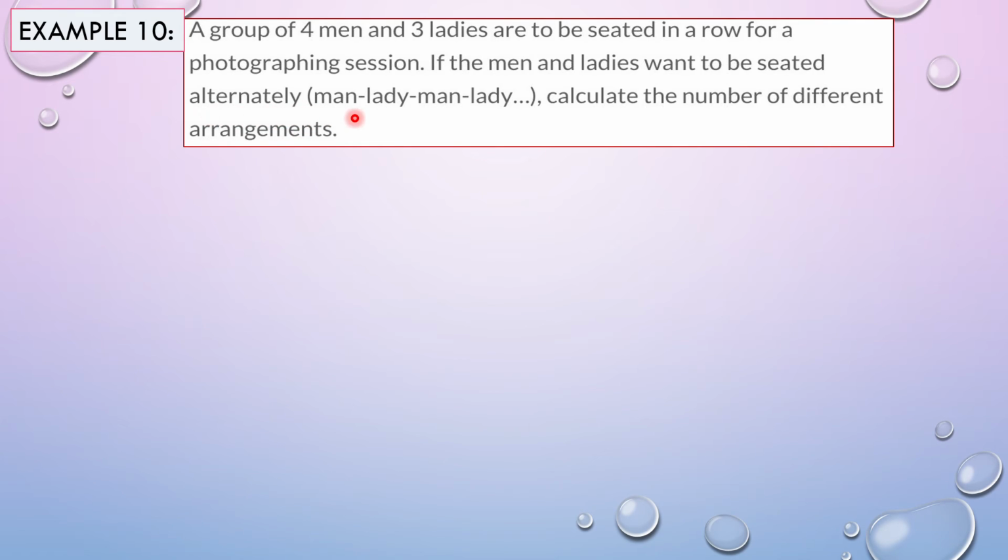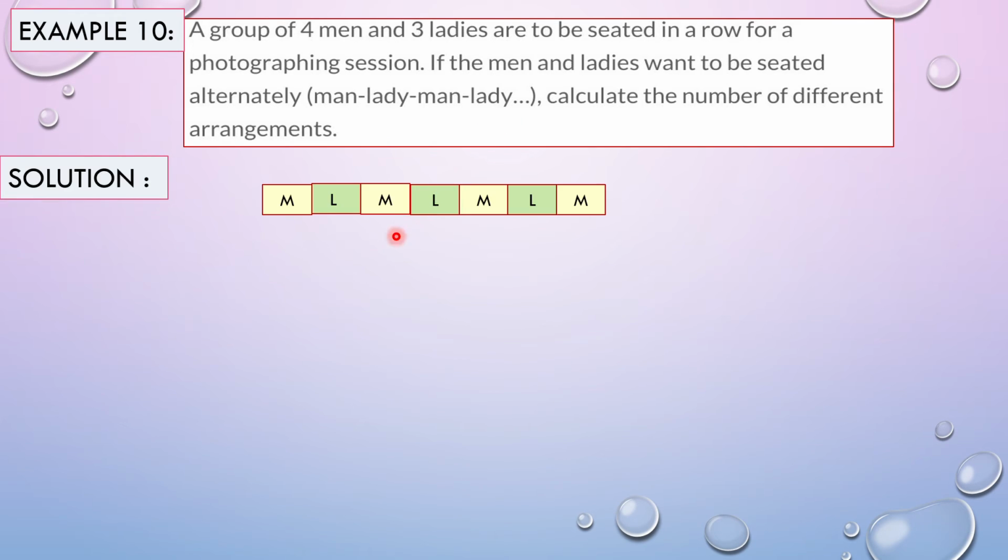They have to sit alternately. So man, lady, and so on. Okay, let's see this arrangement. So altogether we have 7 seats. So the arrangement has to be man, lady, man. Now you cannot arrange it as lady, man, and so on because we have only 3 ladies. So this is the only way to be seated. Okay, so we have only one way of arranging to fulfill the given condition.